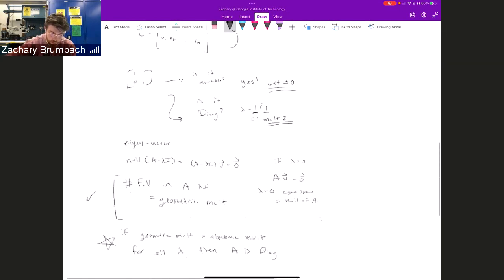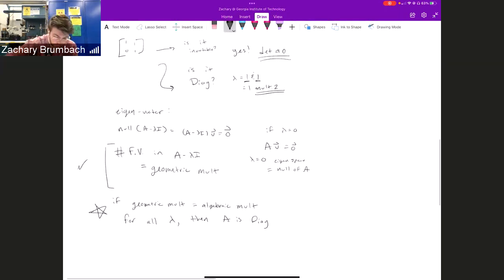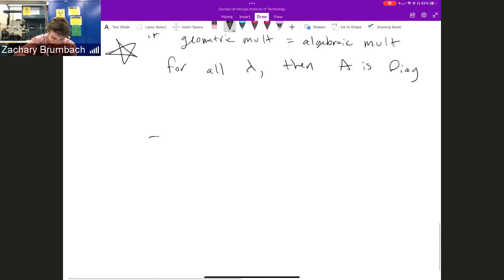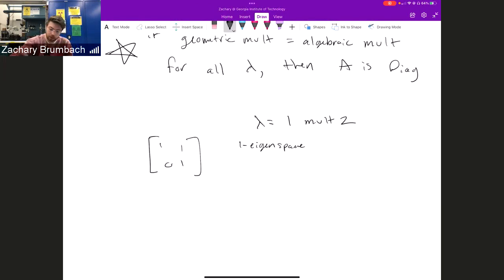Cool. So going back, knowing all this information, to this matrix, 1, 1, 0, 1. We have lambda equals 1, multiplicity of 2. And we know our 1 eigenspace has, and then we're going to leave that blank for right now. So our 1 eigenspace is just the eigenspace corresponding to lambda equals 1, or the space that the eigenvectors span. That's essentially the idea, okay?